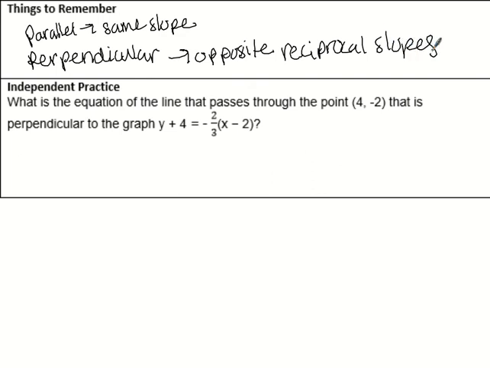All right, so you have this question. It says, what's the equation of the line that passes through (4, -2) that is perpendicular to this graph? Okay, so that's the tricky part, is that perpendicular piece. And we only care about the slopes. And then here is your point.